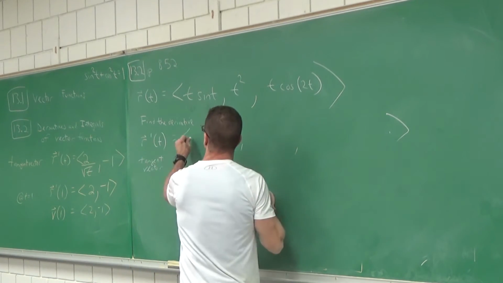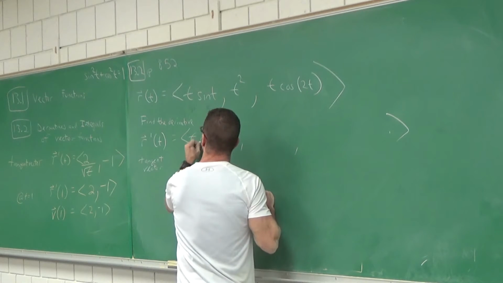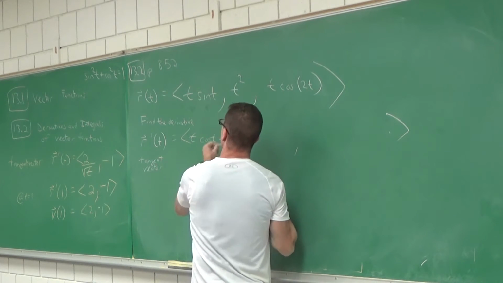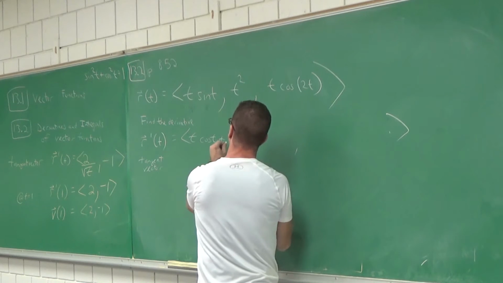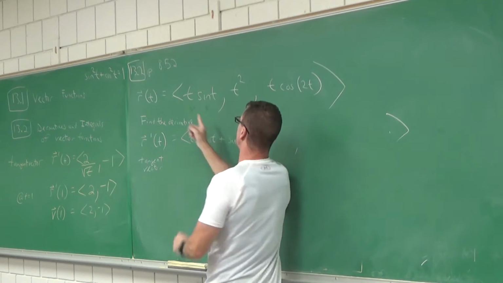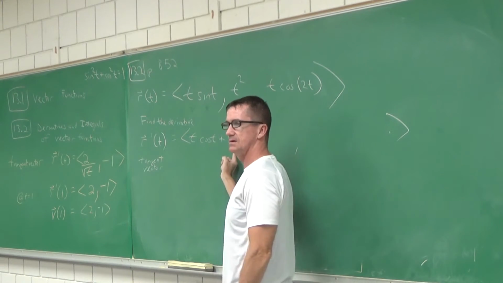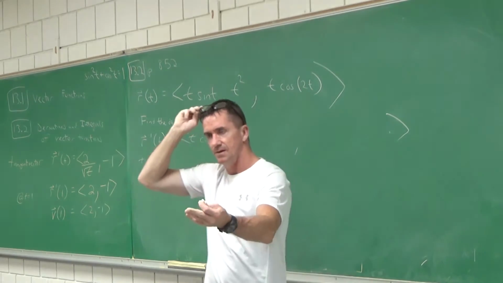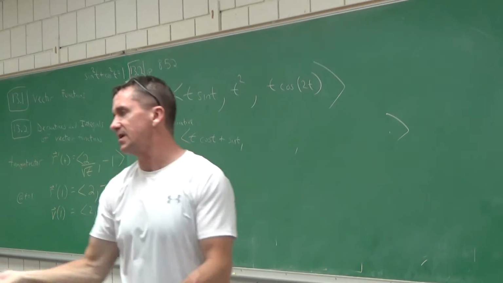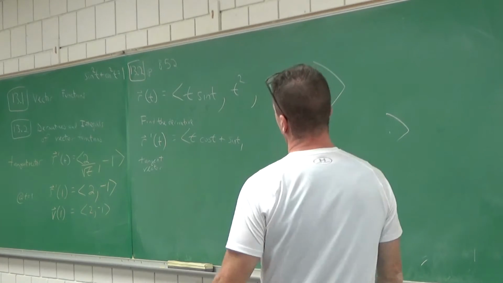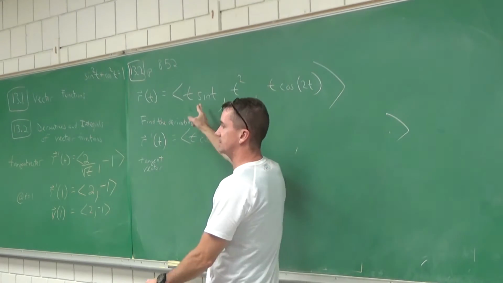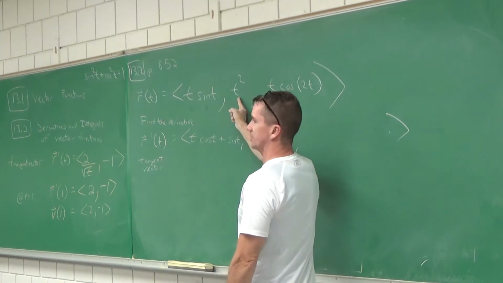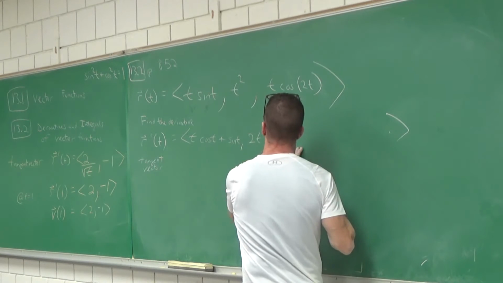First, t cosine t: t times cosine of t plus sine t, sine t times, what's the derivative of t? 1. Okay, I'll leave it like that. Product rule, right? That's why I selected this problem, just to update some previous calculus, like, oh, I need product rule because there's a variable in front of the sine of t. What's that derivative? 2t.